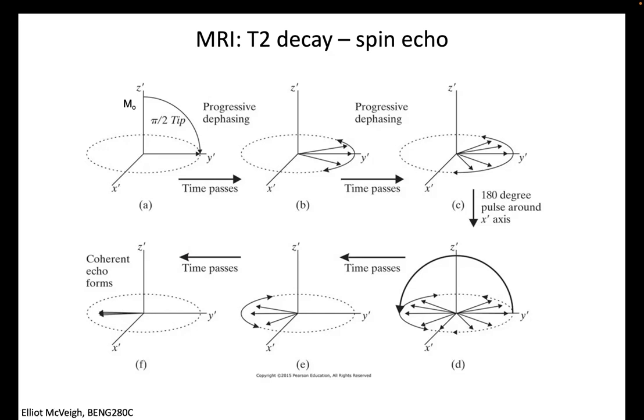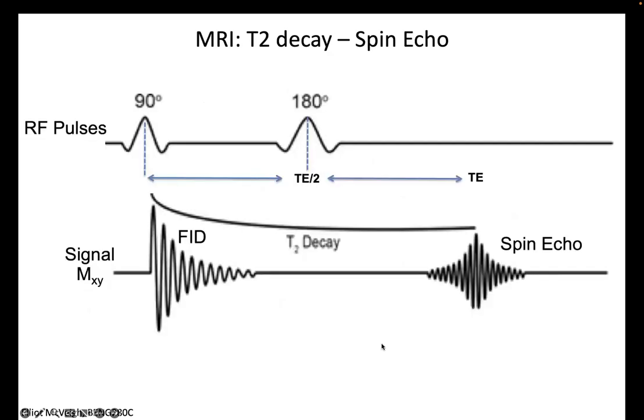And what happens then is the ones that gained phase before that flip now are behind, and the ones that were behind when you flip them over are now ahead in this decay. And so they all come back together at 2 times whatever time you chose for this RF pulse here. Now you have them all back together and you get what's called a spin echo, where the signal comes back.